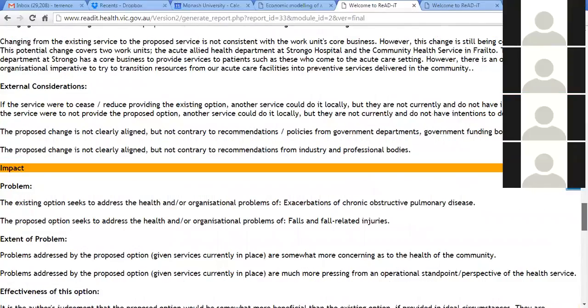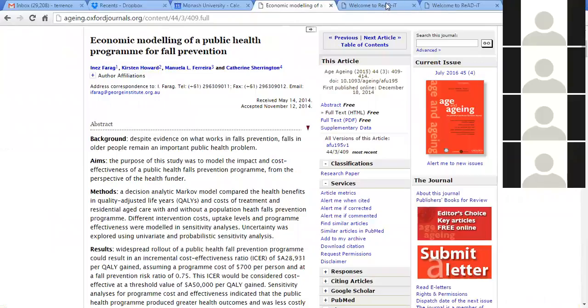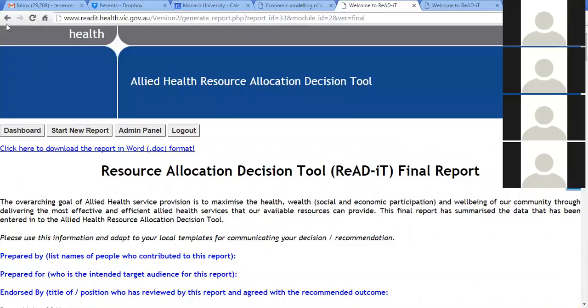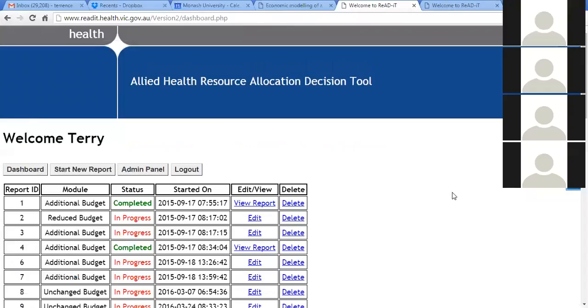So at this point, what I'll do is open the chat for any questions that people might have about the ReAD-iT, and I'll do my best to answer them. So if you've got a question, feel free to get onto the chat and just type it in. Normally takes a little while for someone to write the first question.